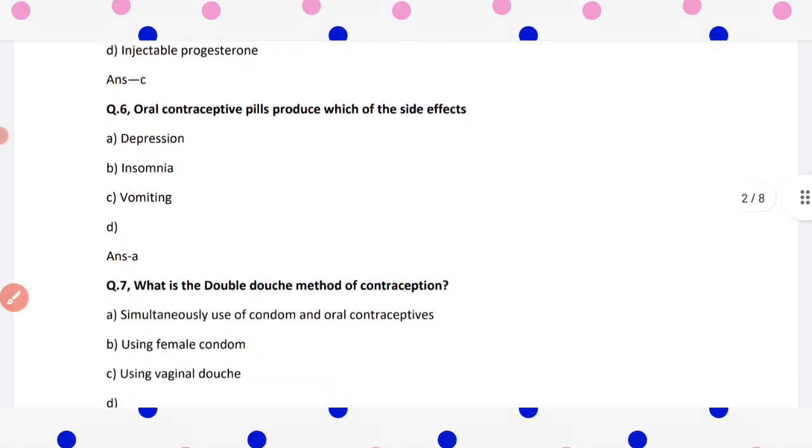The next one: oral contraceptive pill produces which of the side effects? Oral contraceptive pill produces which of the side effects? It is a direct question and 4 options are given here: depression, insomnia, vomiting, and so on. Here the right answer is option A, that is depression.